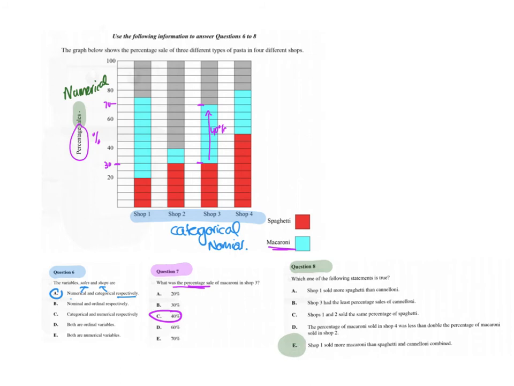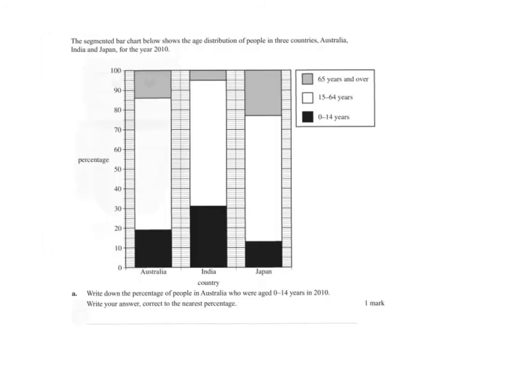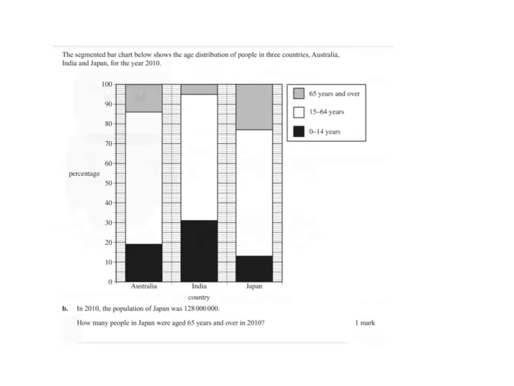So this one. Okay, the segmented bar chart below shows the distribution of people in countries of Australia, India and Japan for 2010. Write down, now remember this is percentage, so write down the percentage of Australians who were aged between 0 and 14. So 0 and 14 is the black in 2010 for Australia. So what do we think? 19. I'm going with that. That looks good. 19%. Awesome. Next one.